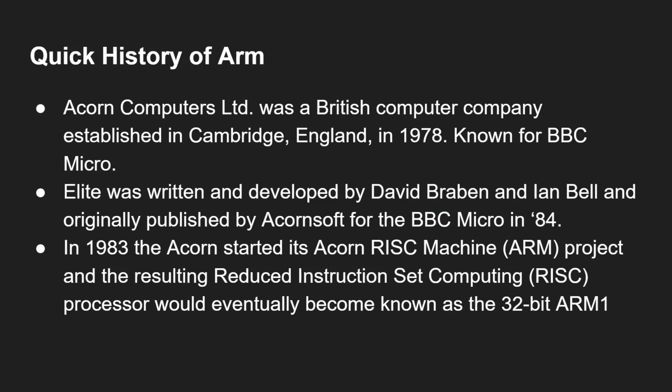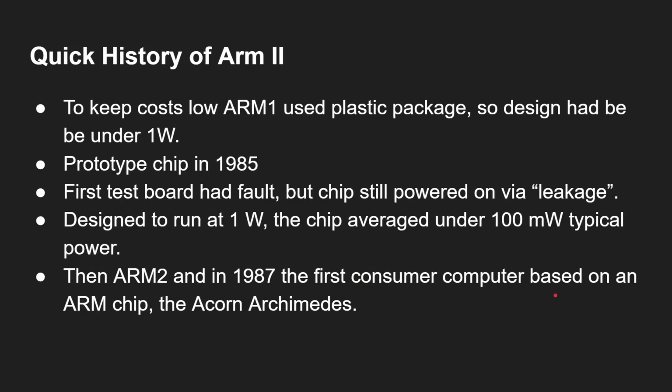Elite Frontiers. Now, in 1983, Acorn started its Acorn RISC Machine (ARM) project, resulting in a reduced instruction set (RISC) processor that would eventually be known as the 32-bit ARM1. Now, to keep costs low, the ARM1 used plastic packaging, so the design had to be under 1 watt. And the prototype chip was made in 1985.